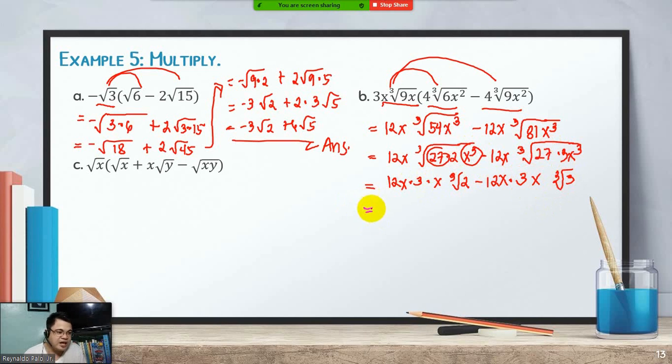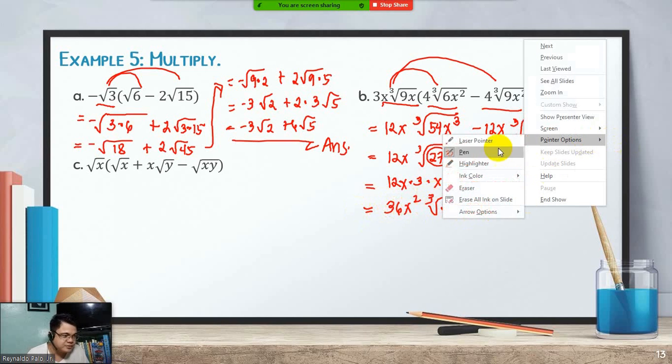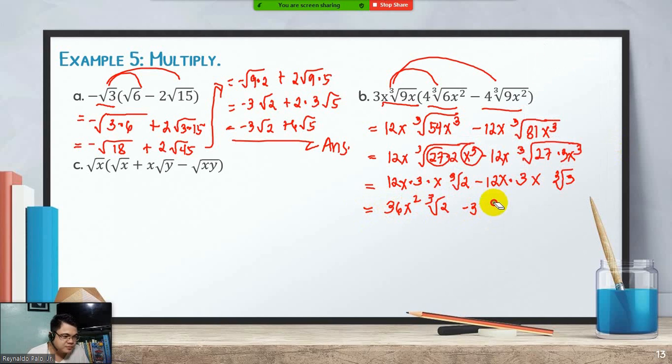Then 12 times 3 is 36, x times x is x squared, cube root of 2. Then negative 12x times 3x is negative 36x squared. So it's 36x squared cube root of 3. Now, this will serve as your final answer. This is already accepted because the radicals are not similar, they are dissimilar.